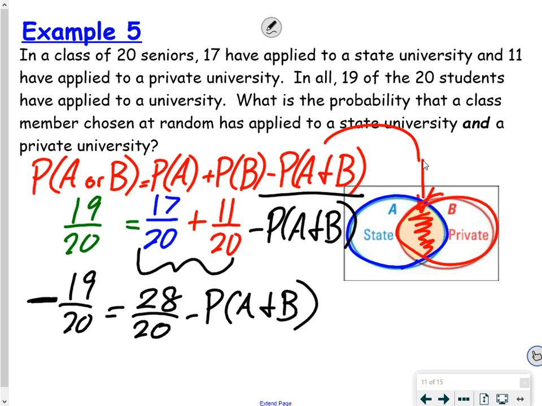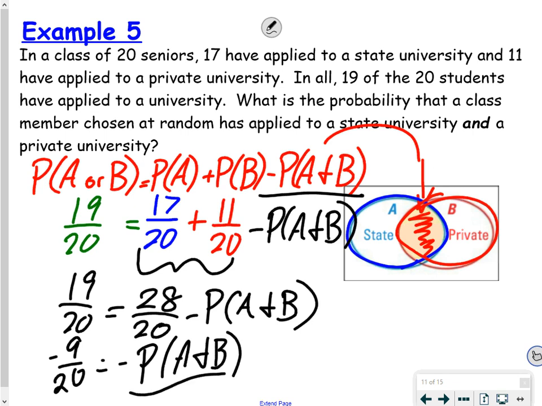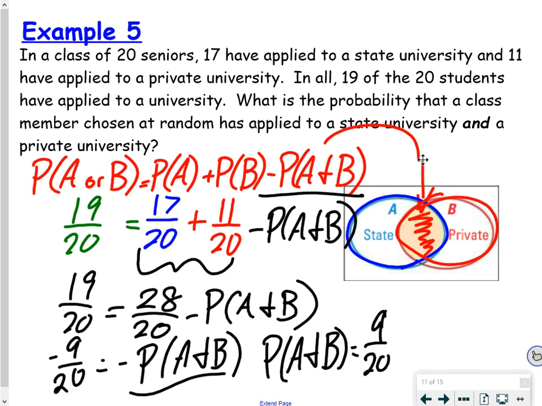So we're going to subtract 28 twentieths, and then we would get, let me erase this so you don't think that's a negative. When we subtract 28 twentieths, we get negative 9 twentieths equals negative times the probability of A and B. So if we want to get the probability of A and B, we just divide by -1, and we get 9 twentieths. There are some steps that I'm going to skip in the future. That's going to be one of them. This is kind of an unnecessary step. If we just find the difference between the 28 and the 19, we're going to figure out the number of people that apply to both a state and private university.